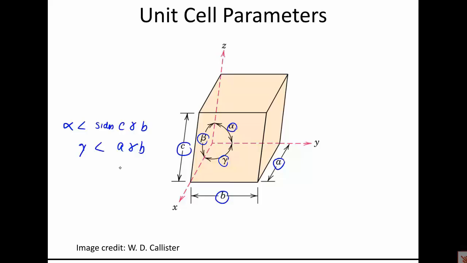And by the same argument, the angle between c and a is called beta. So this is shown for a general unit cell. However, consider a cubic unit cell, where all the angles are 90 degrees and all the sides are of the same length. In such a case, only one parameter is required to describe the size of the unit cell.